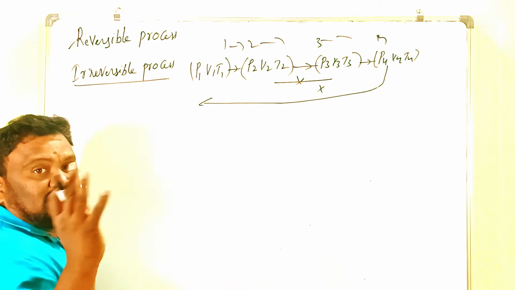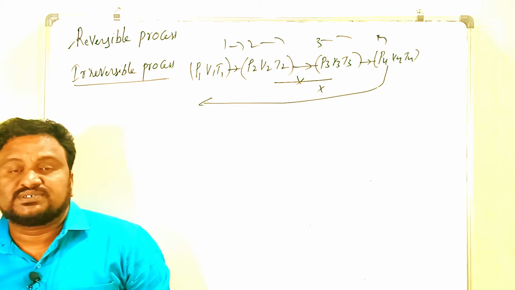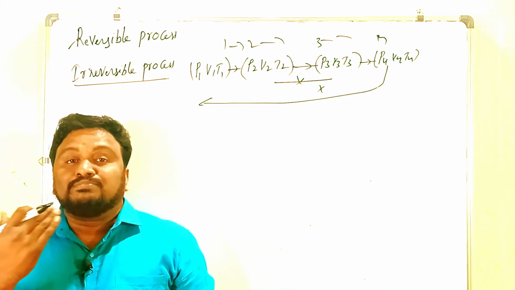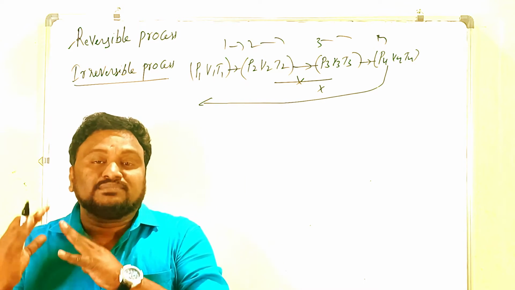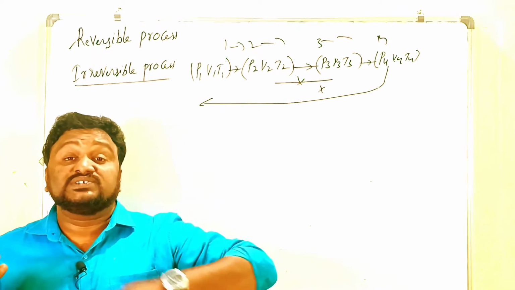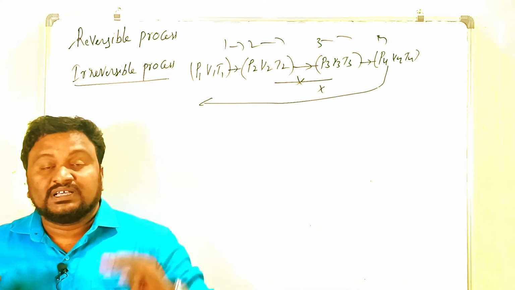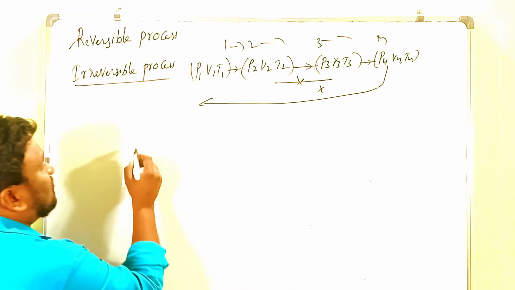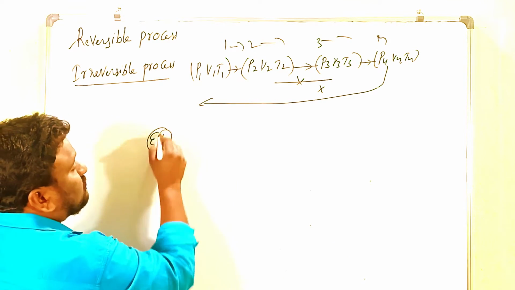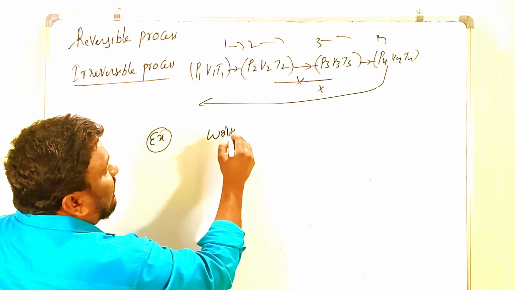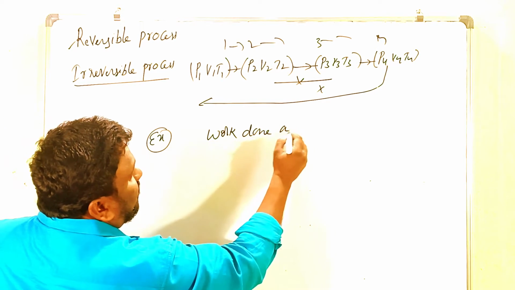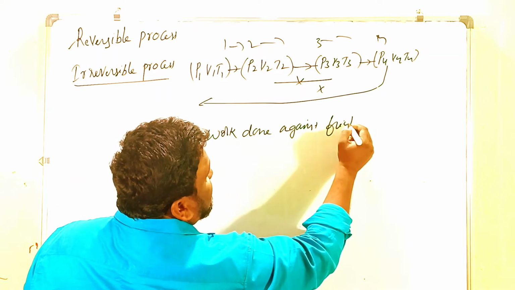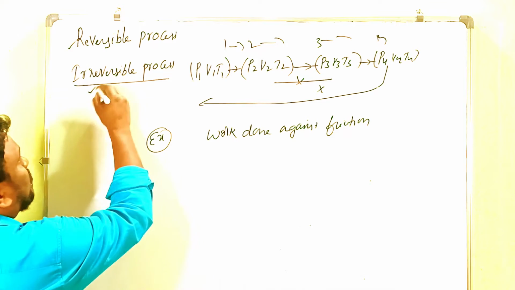That means the system passes through a number of stages, but while it comes back, it does not come exactly in the same direction as when it went the first time. That type is what is called irreversible process. So children, there are some examples. Work done against the friction is one of the examples for irreversible process.